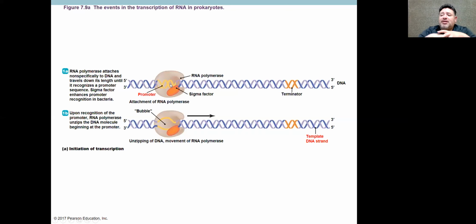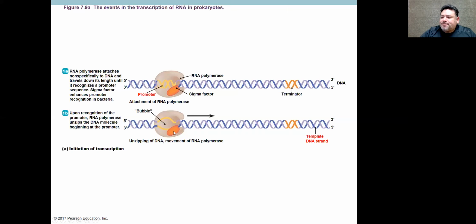When the RNA polymerase finds this promoter sequence, it attaches itself even more tightly to the DNA strand, causing the DNA strand to open up and make a bubble, okay? In prokaryotes, there's a protein called a sigma factor that facilitates this, and it makes the RNA polymerase attach even stronger to this promoter region.